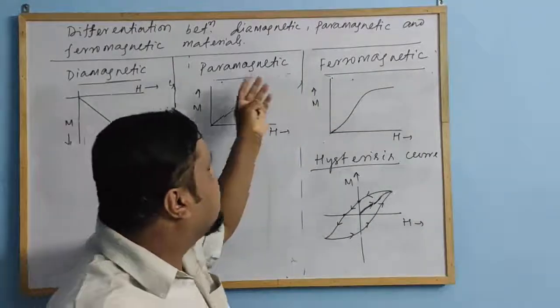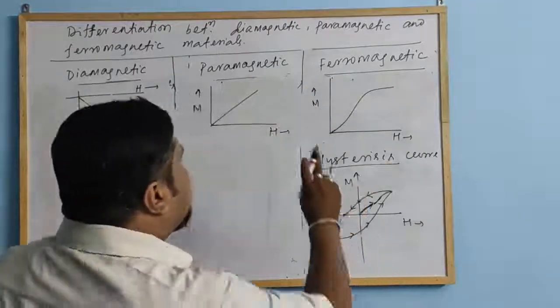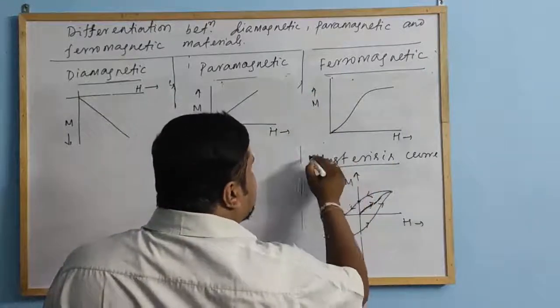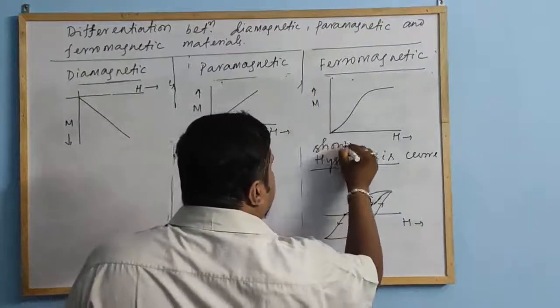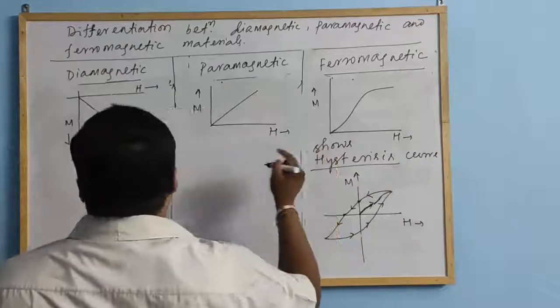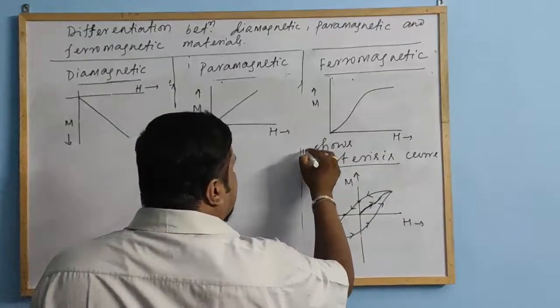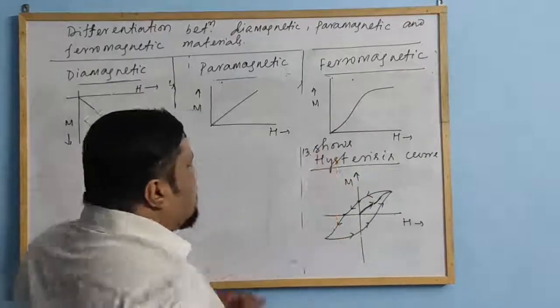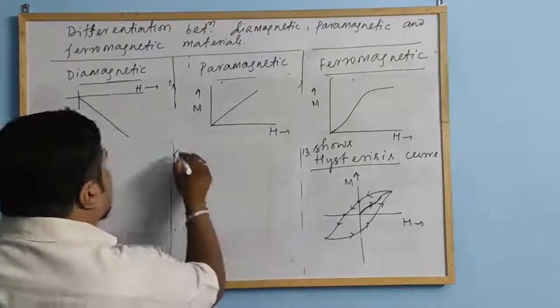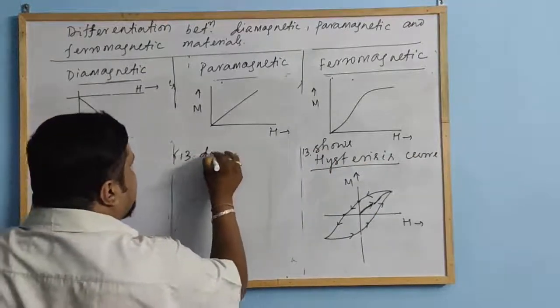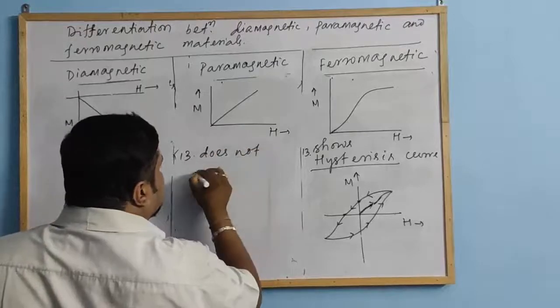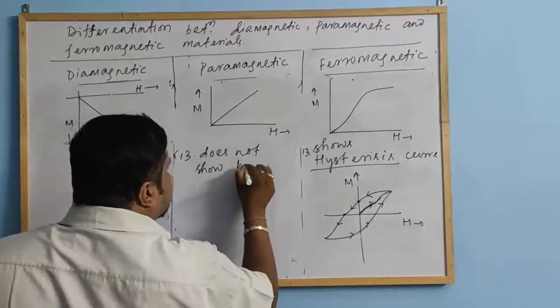This is not required to write in this case. You only can write that ferromagnetic materials show, let me make another point here, like point 11 or 12 or 13, show hysteresis curve. Here you can write, does not show hysteresis curve.